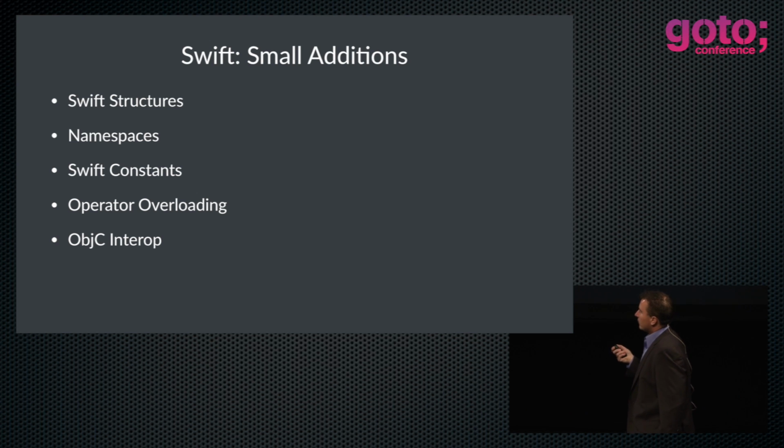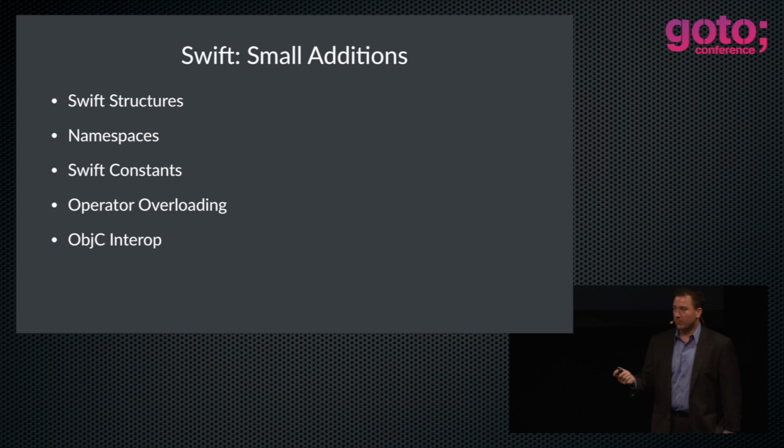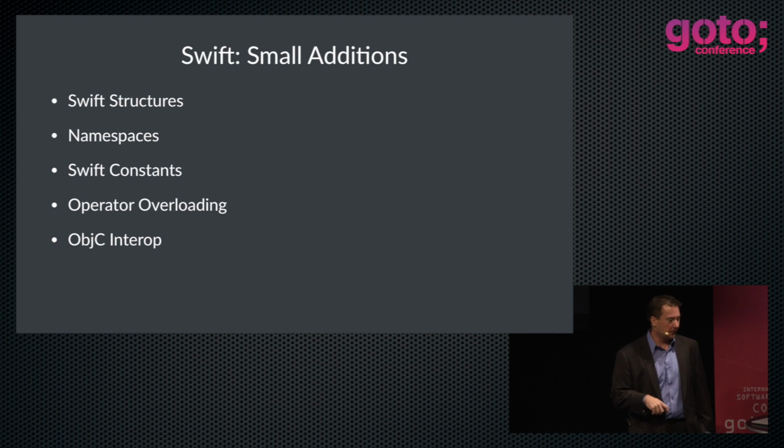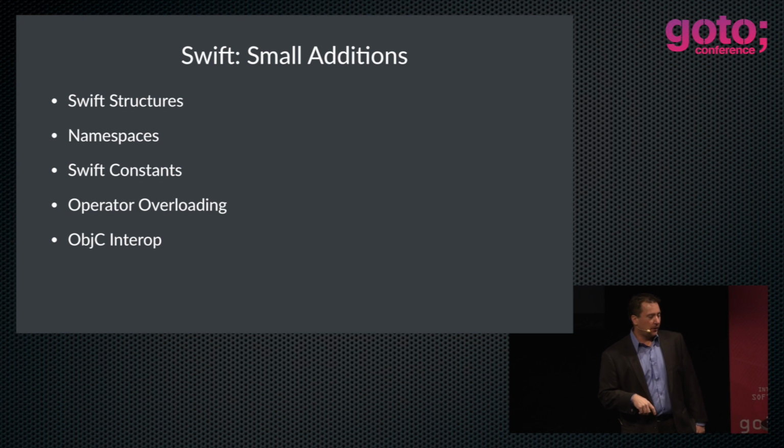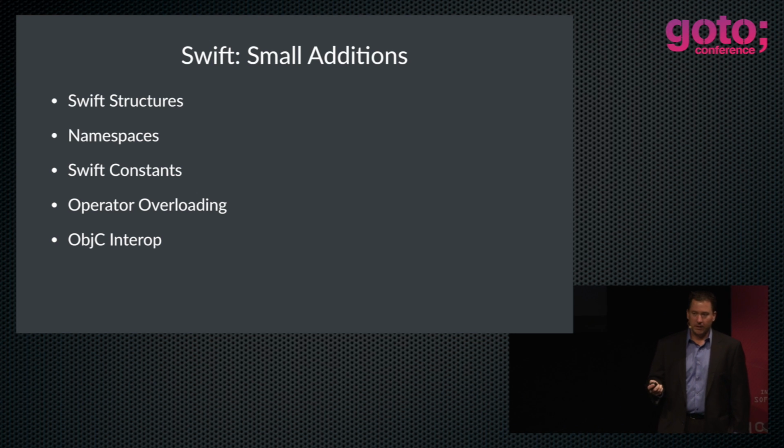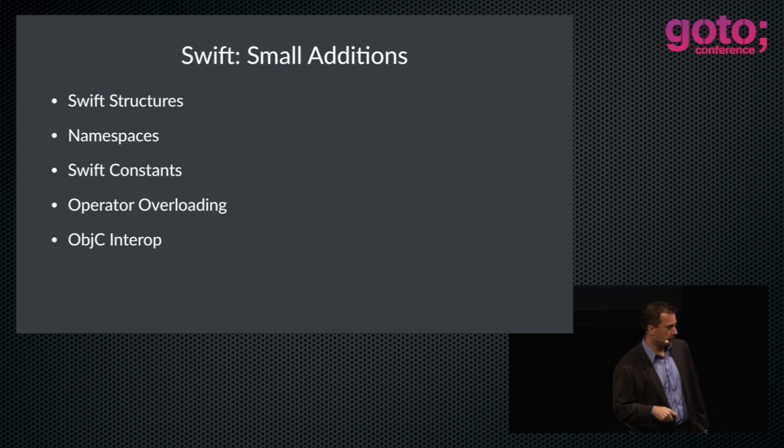You have these new things called structures. Structures are like classes, but they're different. They're value types. We can discuss the implications of that in a little bit. And you have namespaces, finally. You don't have to be like cavemen and prefix your classes with a couple of uppercase letters that you hope will remain unique throughout history and not conflict with anything else. You have constants. You have immutable constants, which helps for working with some immutable data structure programming.